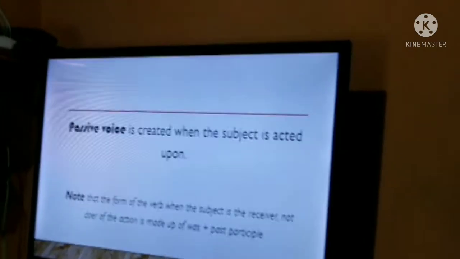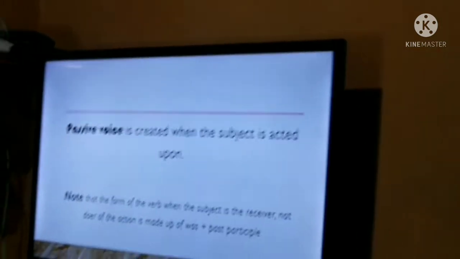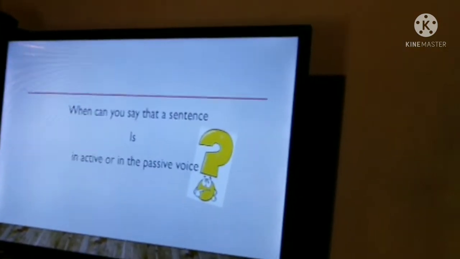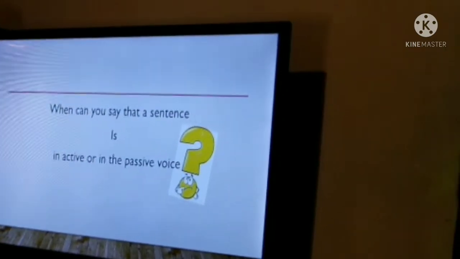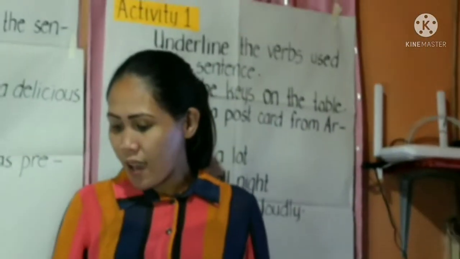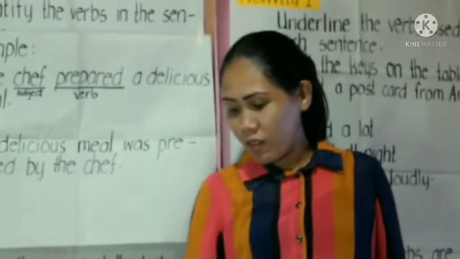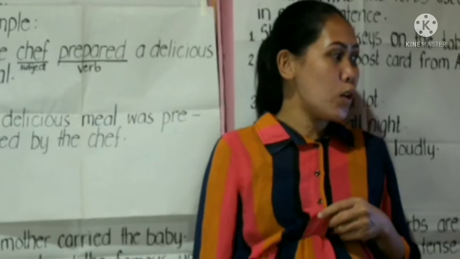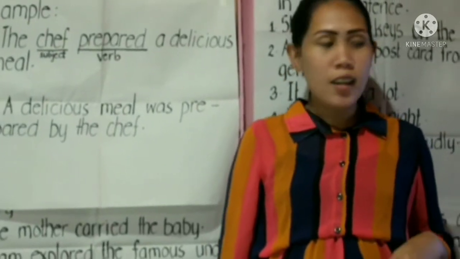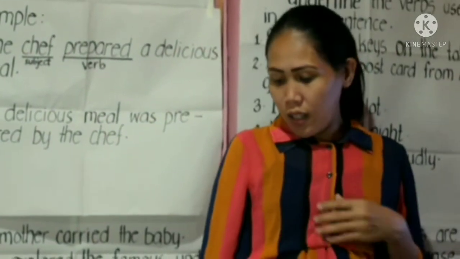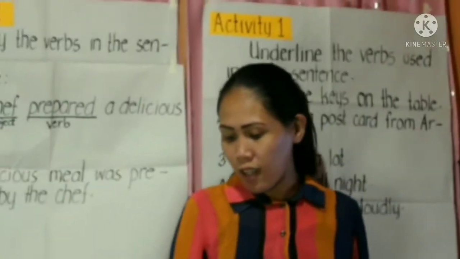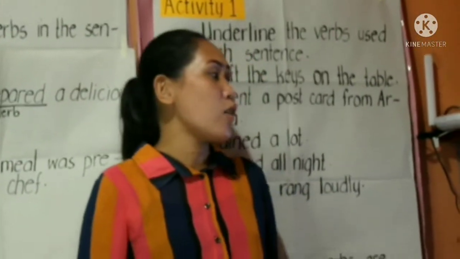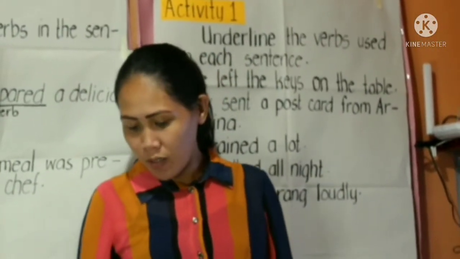So, when can you say that the sentence is in active or passive voice? Okay, who can answer? Yes, Mike. Okay, very good. So, when the subject of the sentence is the doer of the action, it is in active voice, while in passive voice, in changing a sentence from active to passive, the direct object becomes the subject.